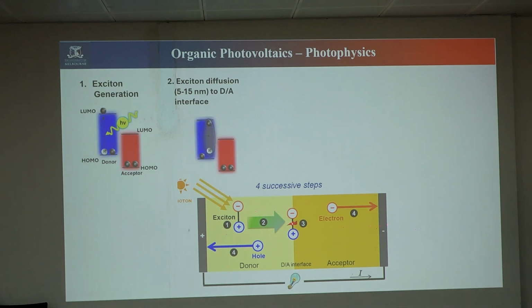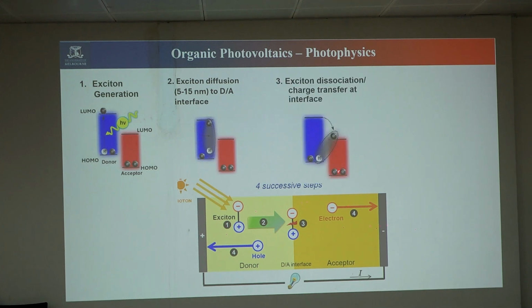Once it reaches the interface, the exciton will get dissociated. After dissociation, the electron will go to the acceptor phase. The holes will stay here and travel back through the donor. So this is like a charge transfer state. When it reaches the interface, the charge transfer happens. This charge transfer will also happen only under a particular condition.